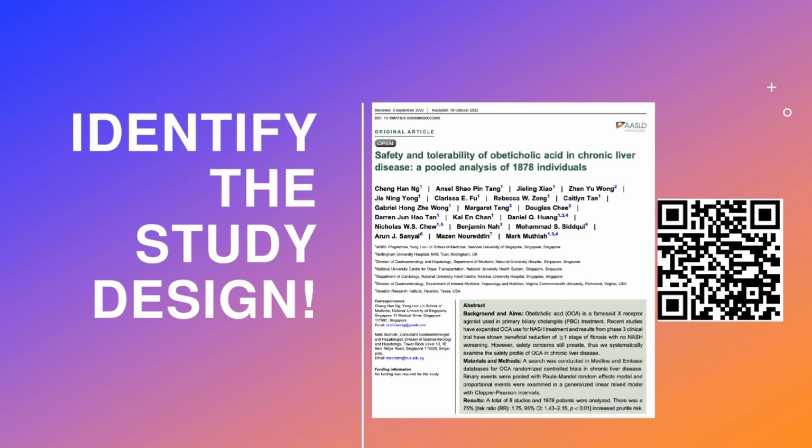We tried to identify this medication, obticolic acid, and how safe and how useful it is in chronic liver disease patients. We managed to find 8 studies, which contain 1,878 patients, and we analyzed their outcomes.